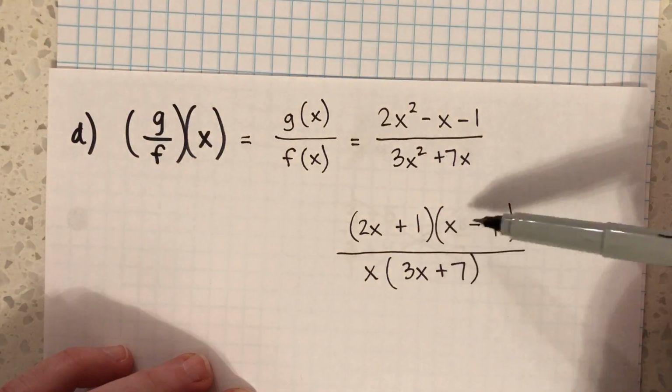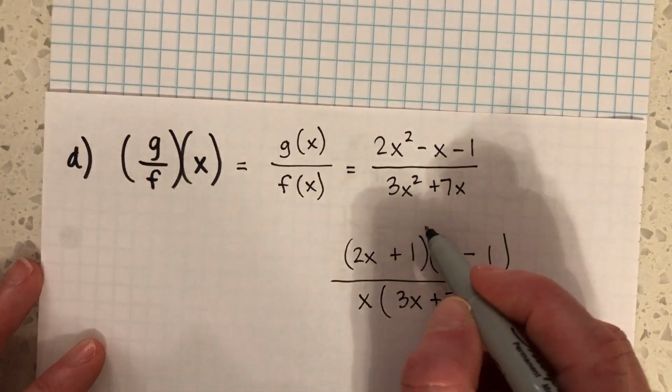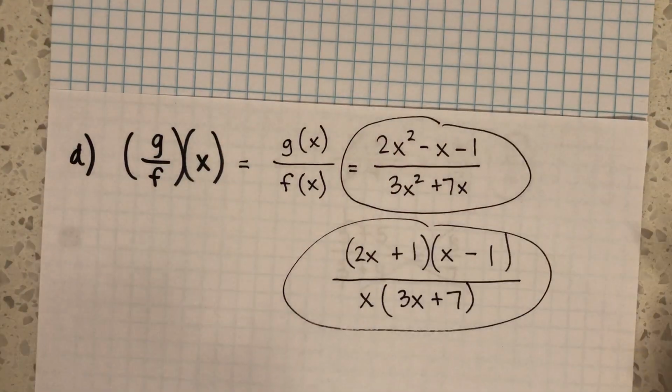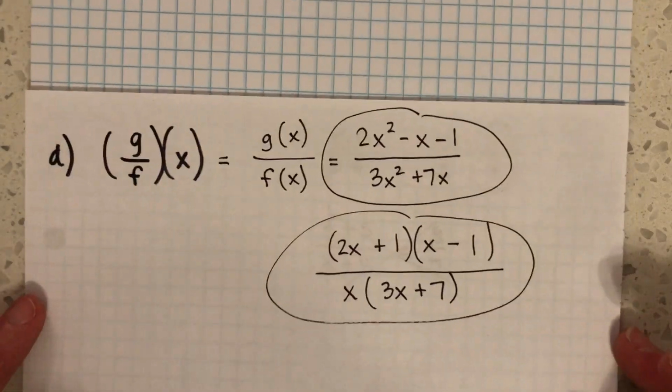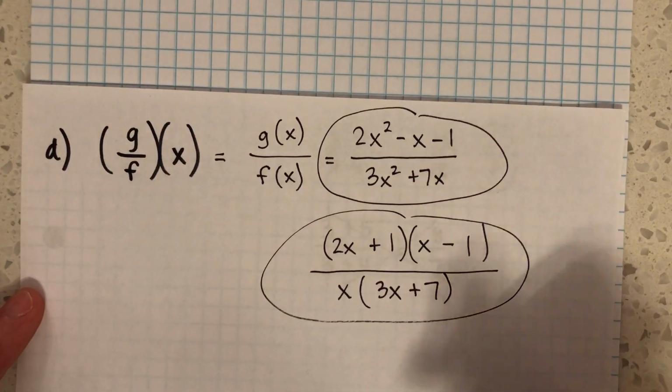So now since nothing matches on top and bottom, nothing cancels. So you could say this is your answer, or you could say this is your answer, because nothing reduced or canceled, so either one is just as correct, okay? But again, you should always be looking to factor and reduce if it's possible, all right?